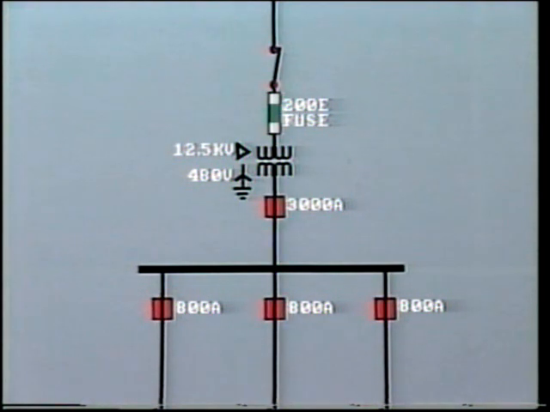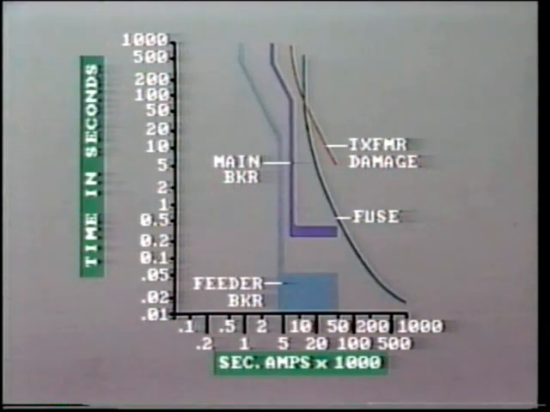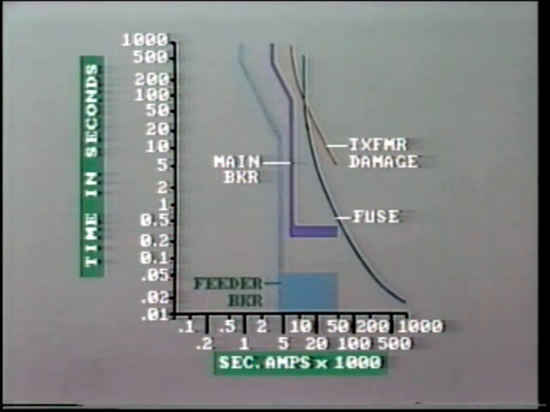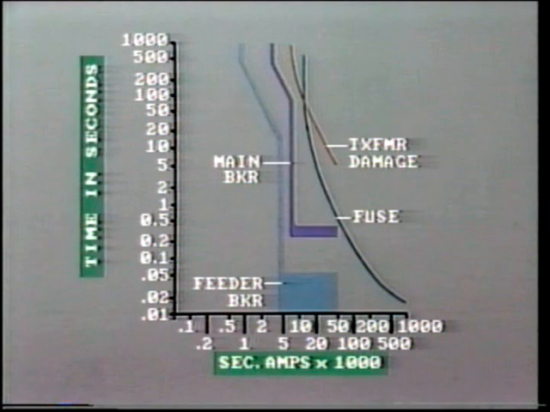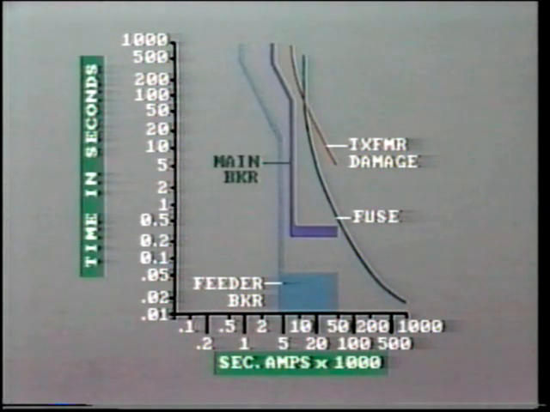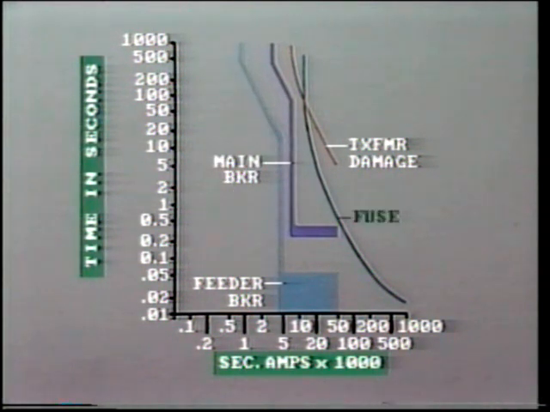Here, the transformer feeds a bus through a secondary breaker, and the bus supplies several feeders, each with its own circuit breaker. A fault on any feeder should be cleared by the feeder protection opening the respective breaker. If this fails to open, or there is a fault, say, on the bus, then the transformer secondary breaker will open. This is set at a much higher level and slower speed than the feeder protection. If this protection fails, then the high voltage fuse on the primary should blow to protect the transformer.